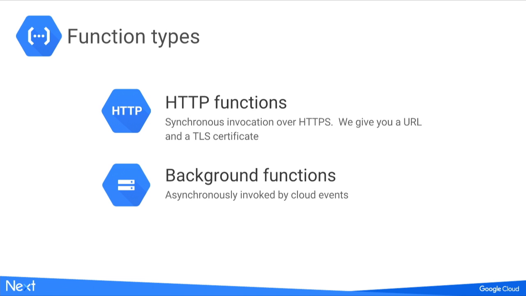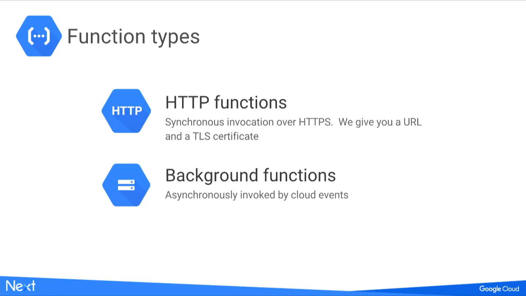In Cloud Functions within Google, we have two flavors. An HTTP function is a function you deploy with an HTTP trigger and will give you back immediately a URL with a TLS certificate, so it's secure, and you can curl that straight away. That would be for synchronous use cases. The webhook callback will work out of the box for this.